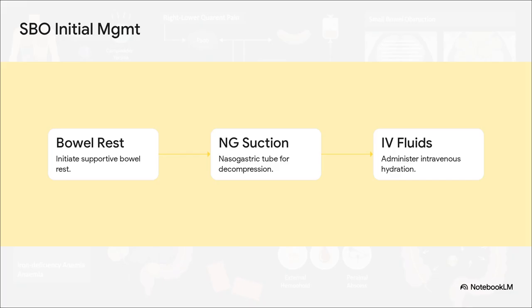However, you've got to watch these patients like a hawk. Immediate, urgent surgical exploration is absolutely required if you see any signs of clinical deterioration that point to bowel ischemia or necrosis. These definitive triggers include new-onset fever, hypotension, tachycardia, signs of peritonitis like focal guarding or rigidity, or any imaging evidence of strangulation and perforation.